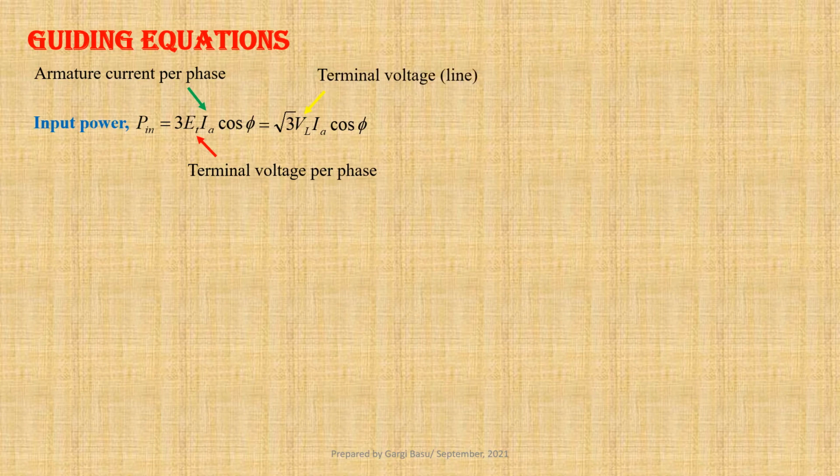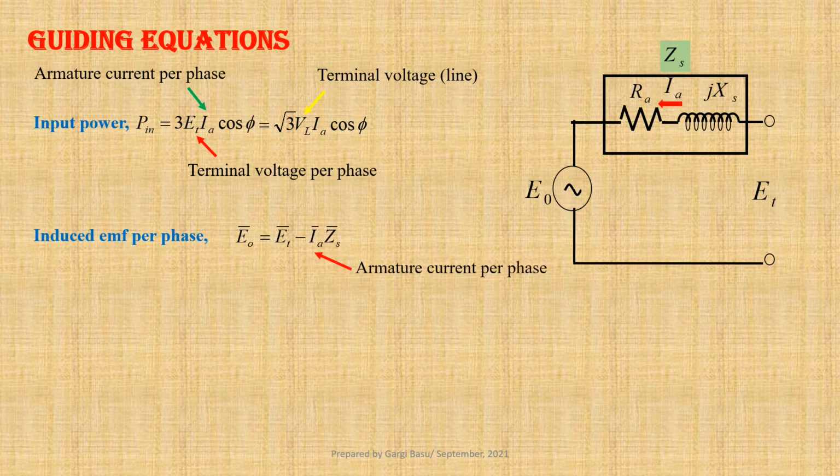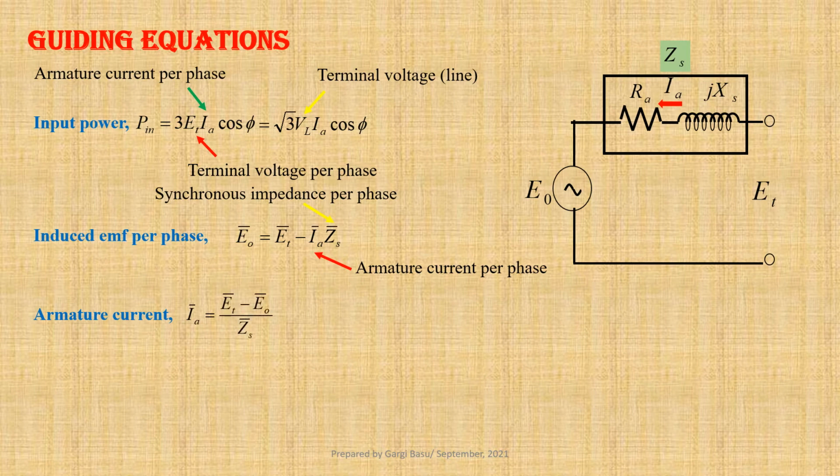Let us draw the per-phase equivalent circuit of a three-phase synchronous motor. We can write induced EMF per phase E0 equals Et minus Ia into Zs, where Ia is the armature current per phase and Zs is the synchronous impedance per phase. From this expression, we can write armature current Ia equals Et minus E0 divided by Zs.